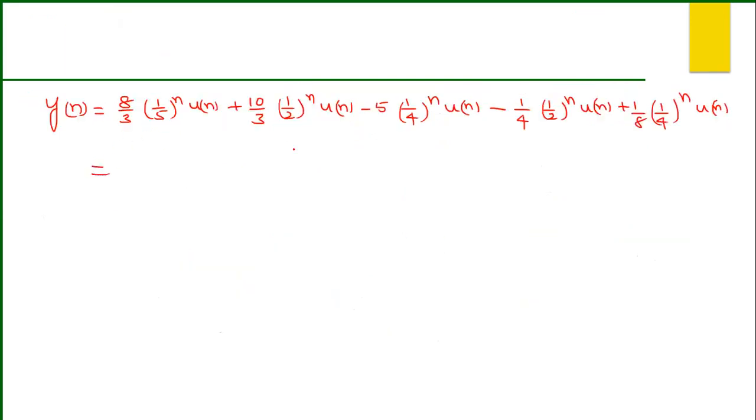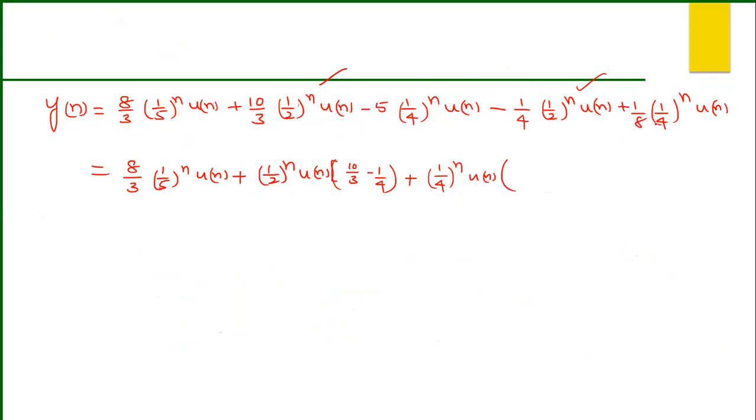So now, is there any 1 by 5 term? No. 8 by 3 times 1 by 5 whole power n u of n plus 1 by 2 whole power n u of n into, here one term is there, here one term is there, 1 by 2 whole power n u of n. So 10 by 3 minus 1 by 4 plus 1 by 4 whole power n into u of n. 1 by 4 means this is 1 by 8 minus 5. How much will you get? 8 by 3, 1 by 5 whole power n into u of n plus 10 by 3 minus 1 by 4.